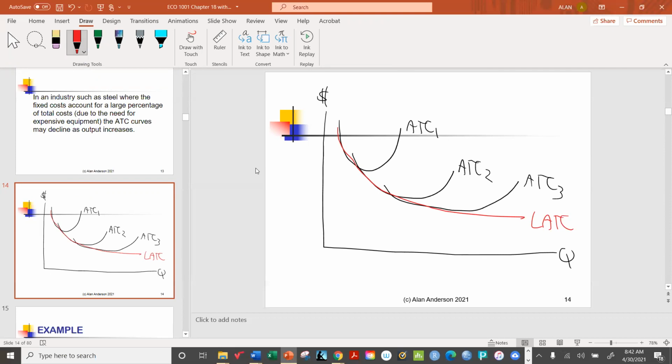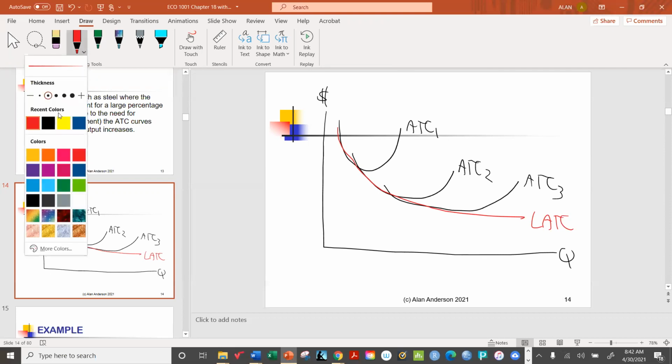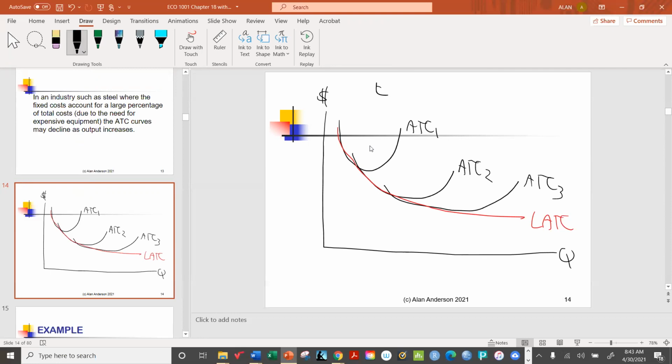So this diagram represents what we mean by economies of scale, in the sense that as we get bigger, our costs are dropping. So we want to get bigger and bigger and bigger, assuming that we can sell all of our output, because the bigger we get, the cheaper it is to produce our product, and the more of an edge we'll have over our competition.